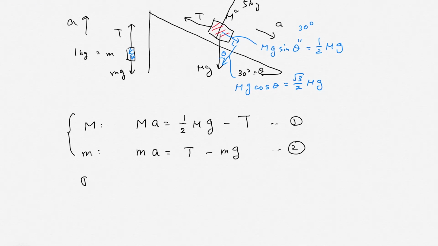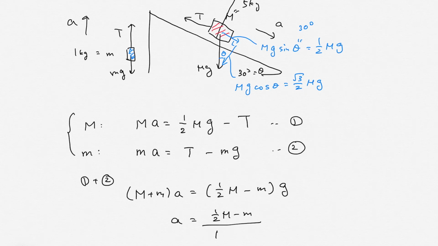So if you sum up the first equation and the second equation, you have M plus m times a, and the tension force is cancelled out. 1 over 2 Mg minus mg. So the acceleration is 1 over 2 M minus m over M plus m, times g. If you substitute all the values, it becomes 1 over 4 g. So it becomes 2.45 meters per square second.